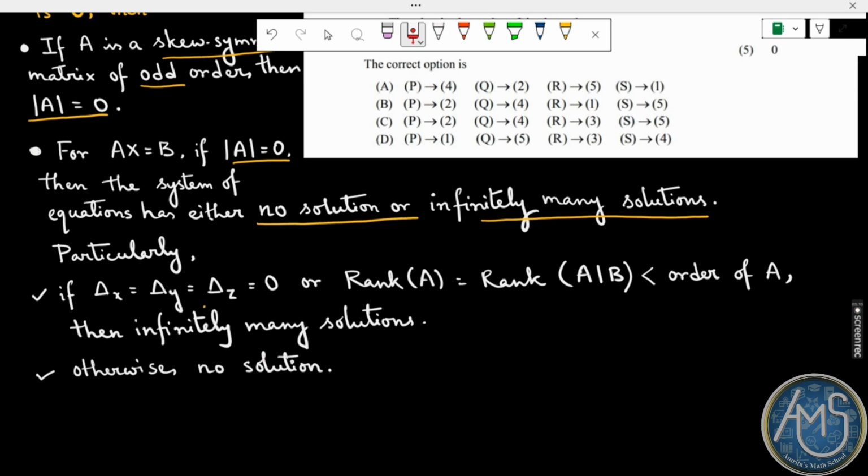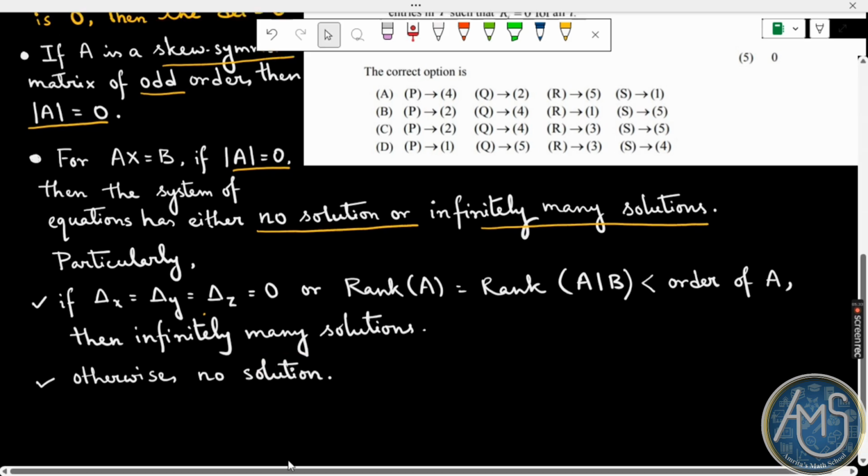And particularly from Cramer's rule, if del x, del y, del z equal 0, or if you know about rank, if rank A equals rank of the augmented matrix AB, which is less than the order of A, here say it is 3, then there are infinitely many solutions, otherwise no solution.